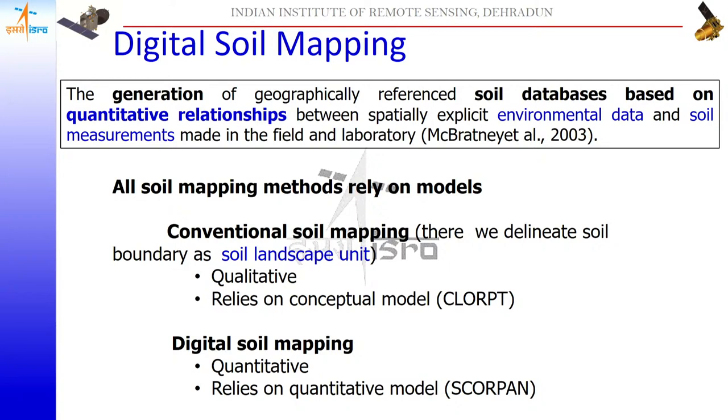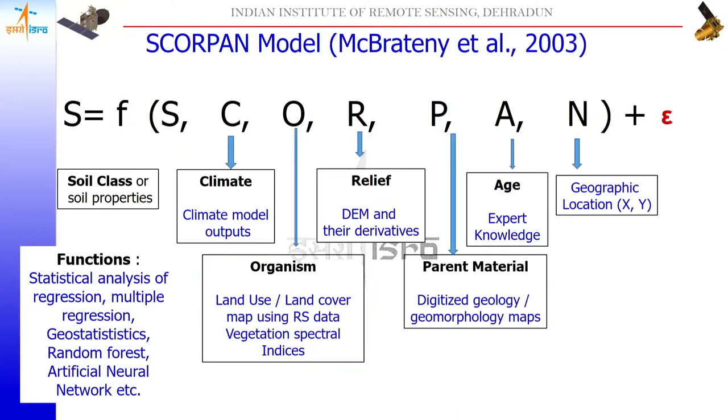Digital soil mapping is a technique where we use computer or algorithm software and different statistical techniques to prepare the soil map. Basically, it is not the soil map as I discussed previously. We prepare the soil property map using digital soil mapping techniques. So it is different from conventional soil mapping.